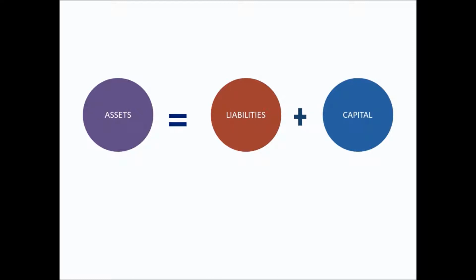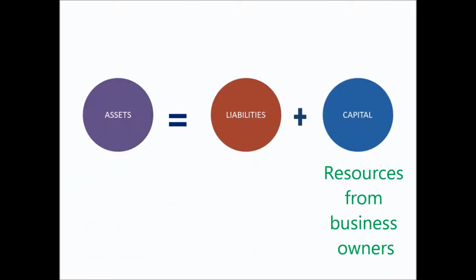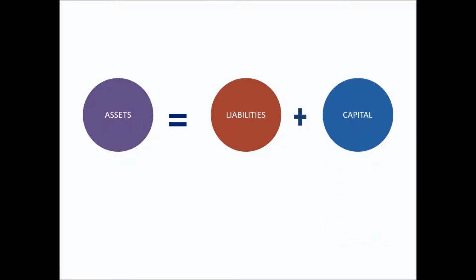From this equation, we can deduce the sources of the assets of the business. The liabilities are resources that come from third parties like banks and other financing institutions in which the business borrows money. The capital are resources contributed by the owners to the business. If you will observe, the equation contains what the statement of financial position or the balance sheet contains. That's why the accounting equation is also called the balance sheet equation.